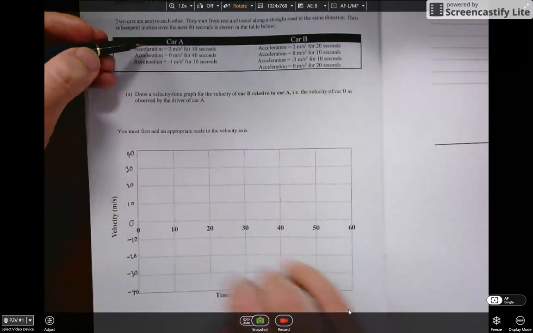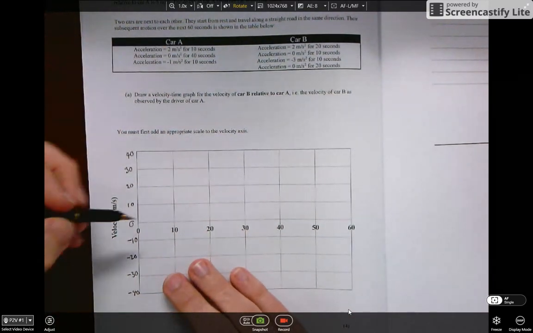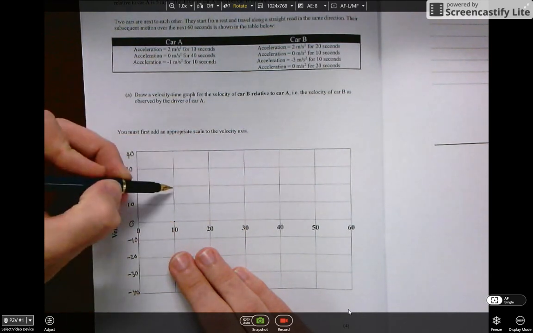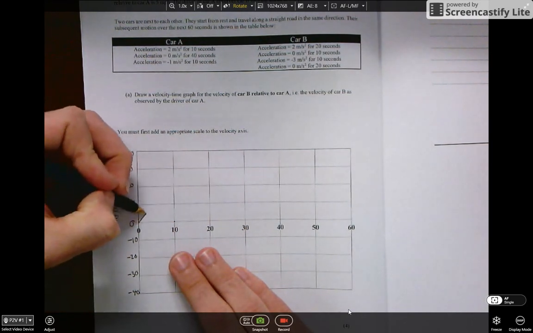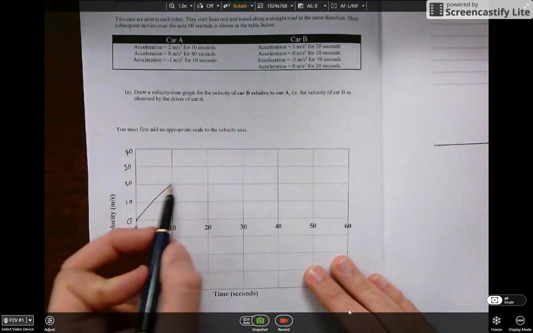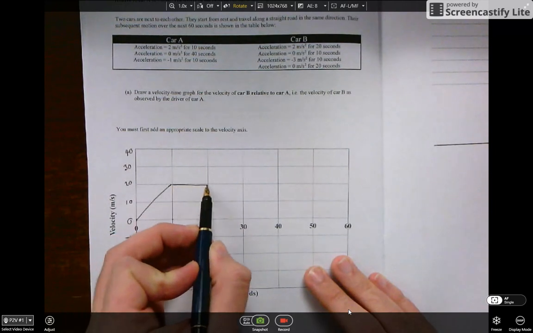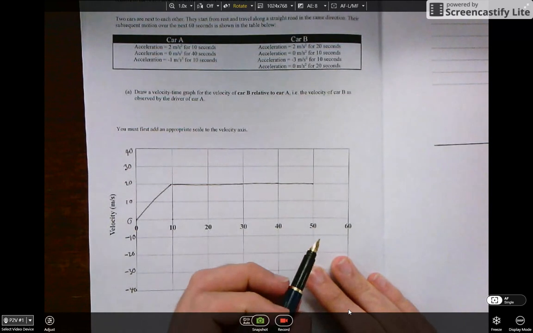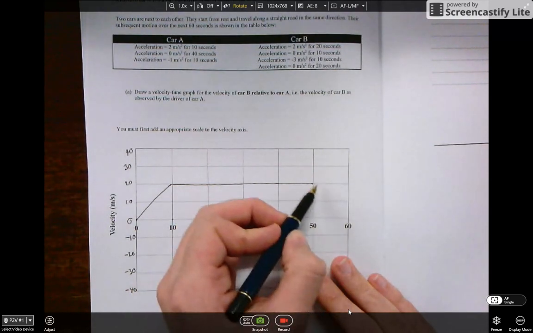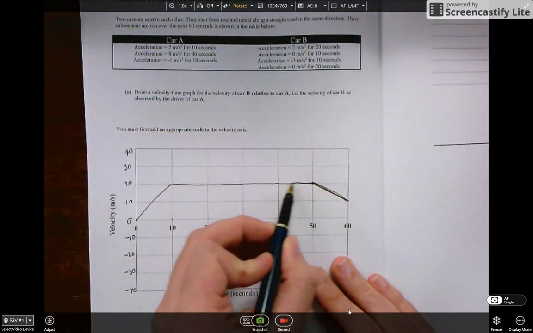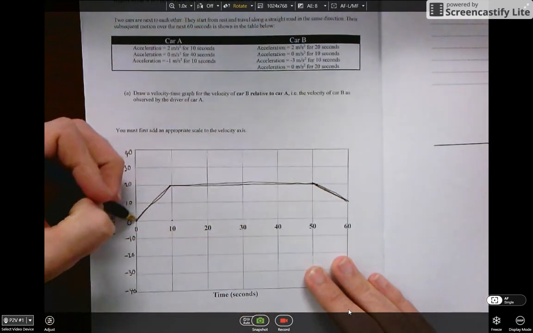We're told that car A accelerates at 2 meters per second squared for 10 seconds. That means in the first 10 seconds, 2 meters per second squared for each of those. So therefore, it's going to reach a speed of 20 meters per second in the first 10 seconds. So there we go, that's car A. Then it goes 0 meters per second squared for 40 seconds, so not accelerating or decelerating. Its velocity is going to stay the same, 10, 20, 30, 40 seconds. And then finally, minus 1 meter per second squared for 10 seconds. So it's going to go down by 10 meters per second in total, down to there. So this is the velocity time graph for car A.